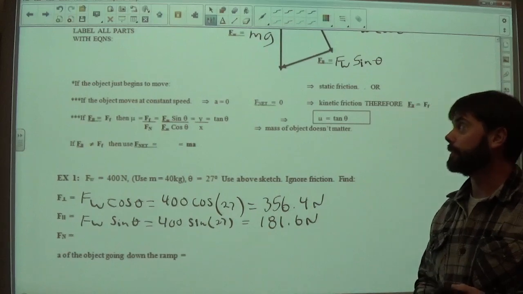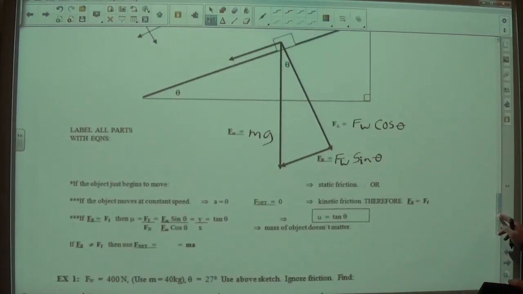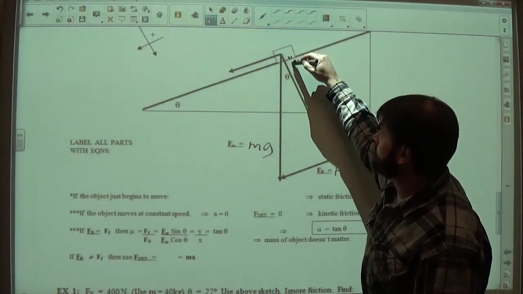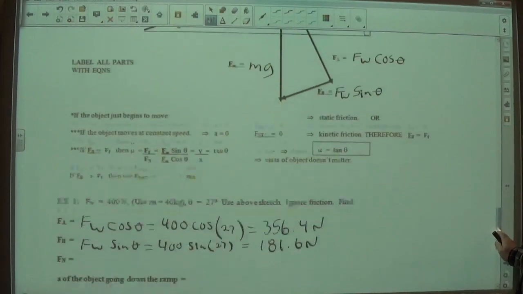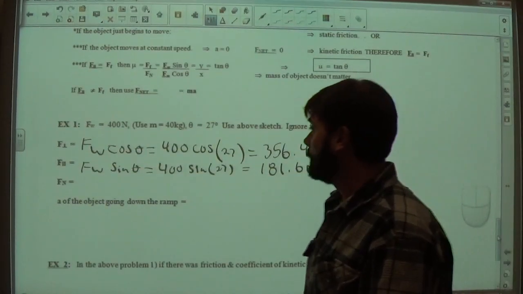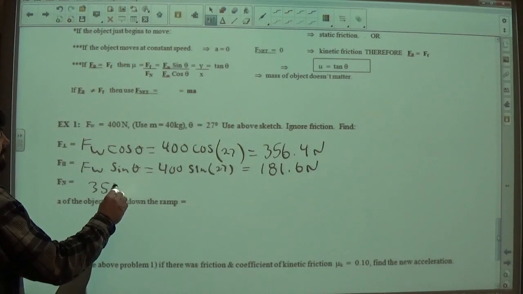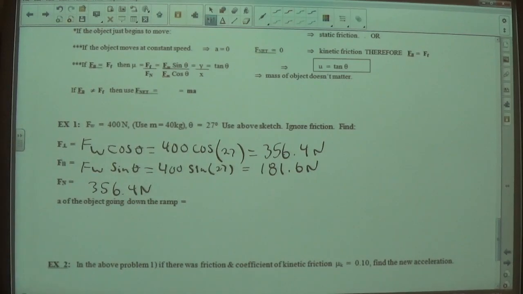And then they're asking us for the force normal. Well, the force normal in this situation would be the same as your force perpendicular, because remember, the normal force is always the force between the two surfaces, or the contacts between the surfaces. So we really don't need to recalculate this. We just know that the force normal is equal to our force perpendicular. So this is our 356.4 newtons.